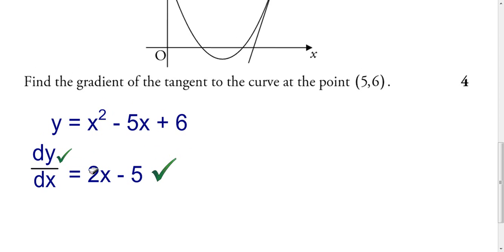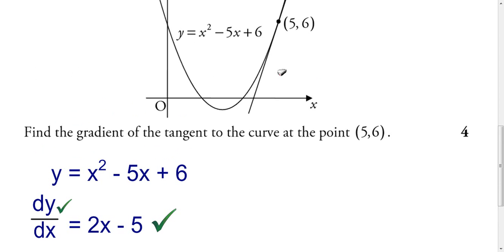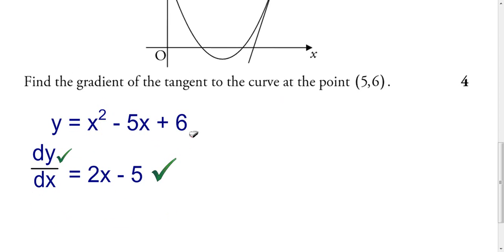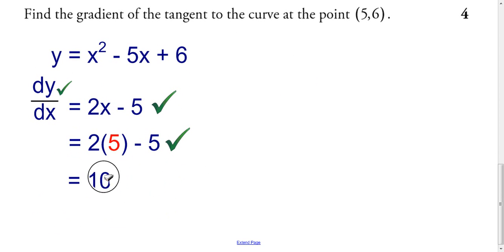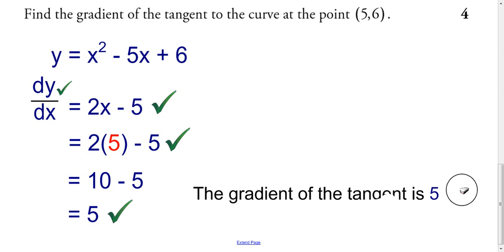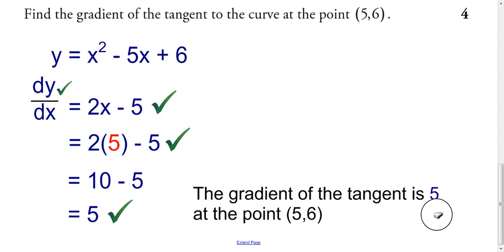We need a numerical value for this, so we substitute in the x value because we're trying to find the gradient at this point here when x is 5. So if we substitute x is 5 in here, we can get a numerical value for that. So 2 times 5, take away 5, will get you another mark. That comes to 10, take away 5, which is 5. So the gradient of the tangent is 5 at the point 5, 6.